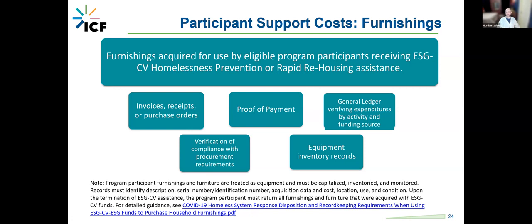Upon the termination of ESGCV assistance, participants must return all furnishings and furniture that were acquired with ESGCV funds. I'm going to say that again because this trips people the heck out. You can buy furnishings for participants, but once the assistance ends, the participant has to return all of the furnishings and furniture that were acquired using ESGCV funds to the organization that bought them. This is complex. There is detailed guidance linked there, and I encourage you to review it if this is something that you are involved in.